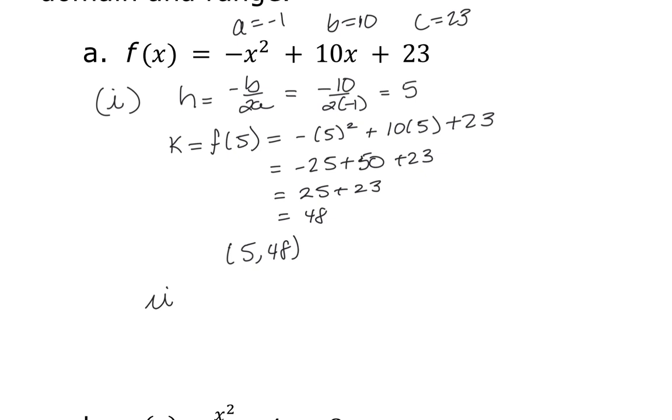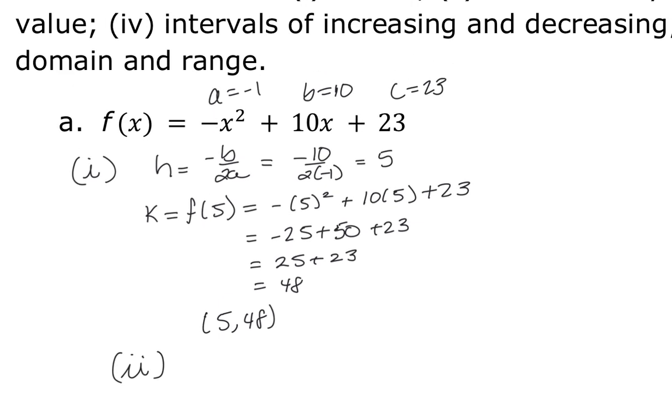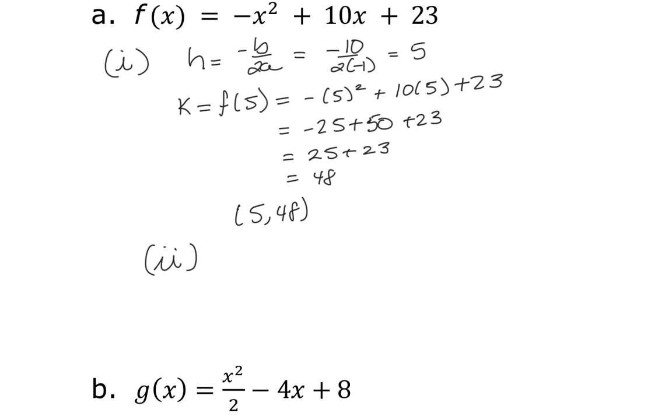Now the second part, what is the second part asking us to do? The second part is asking us for the axis of symmetry. This is lovely. This is just a line x is equal to the h part, which is 5.